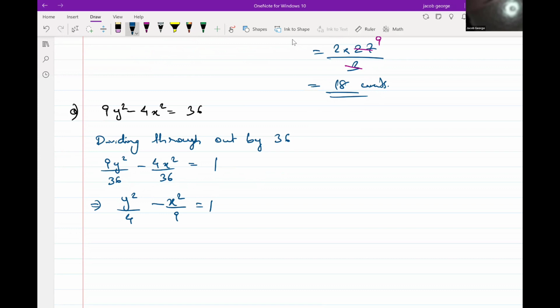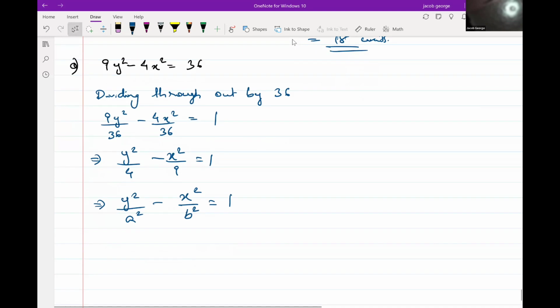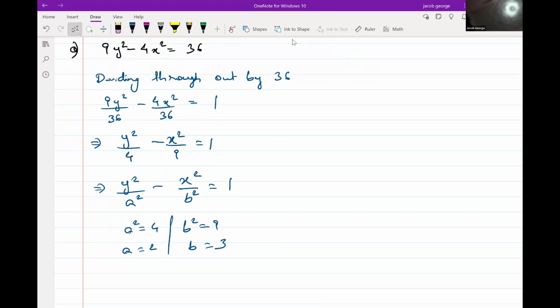So this is of the form y square by a square minus x square by b square equal to 1. Again, type 2. So please write a square and b square. a square is 4, a is equal to 2, b square is 9, b is equal to root of 9, that is 3. Now I will take the attendance. By that time, all of you please do the remaining calculations.